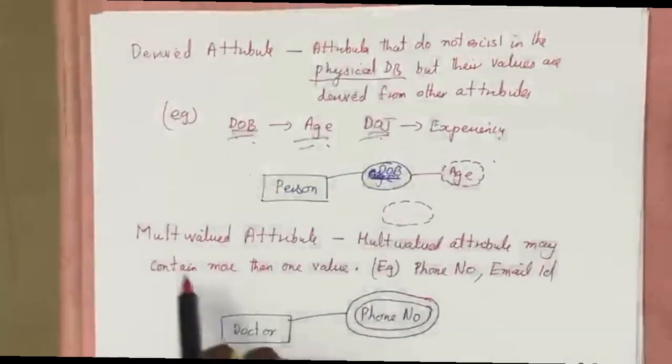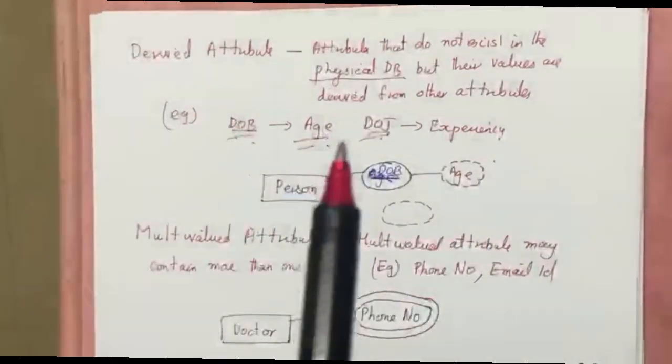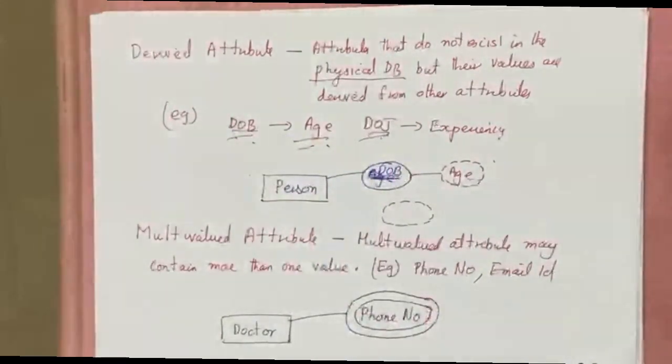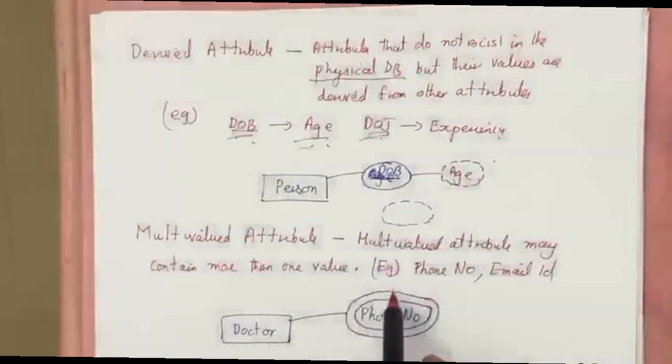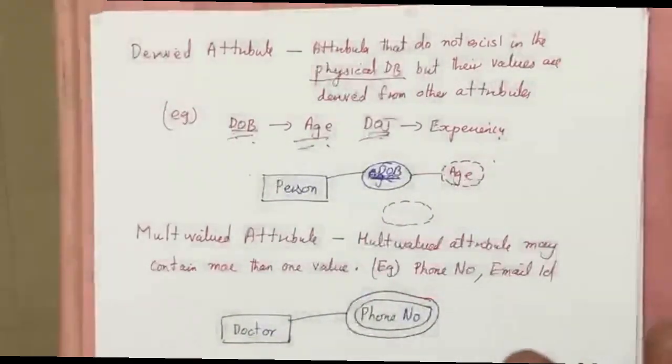The next one is the multi-valued attribute. When an attribute is single or atomic, we call it a simple attribute. On the other hand, if a particular record has multiple values of the same attribute, we call it a multi-valued attribute. For example, a person can have multiple phone numbers, or multiple email IDs, or they can have two addresses, like the current address and the postal address.